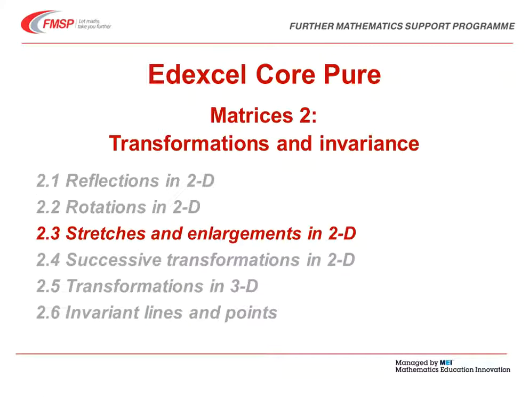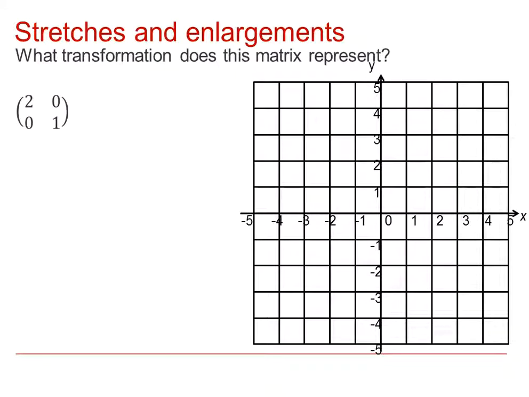EDX Core Pure, Matrices 2, Transformations and Invariants, Stretches and Enlargements in 2 dimensions. What transformation does this matrix represent? 2, 0, 0, 1. We're going to apply that matrix to that object. So we're going to represent the 3 vertices with the column 0, 0, 2, 0, 2, 1.